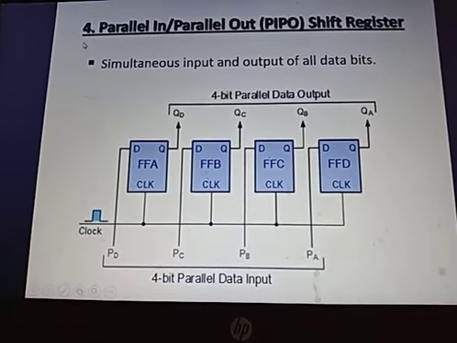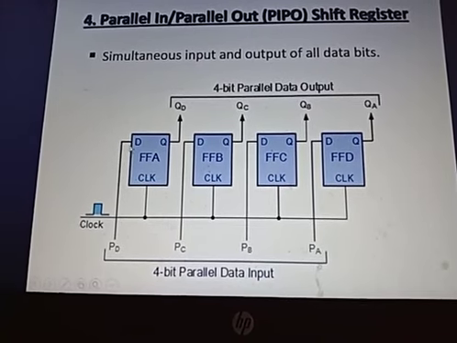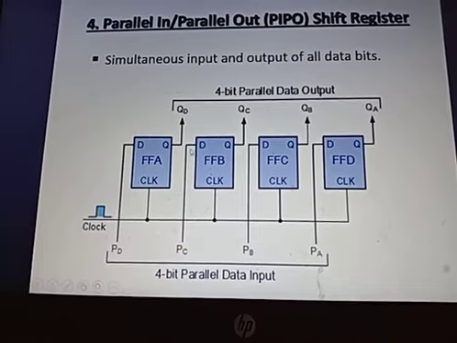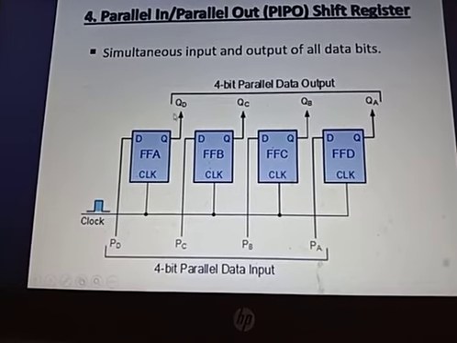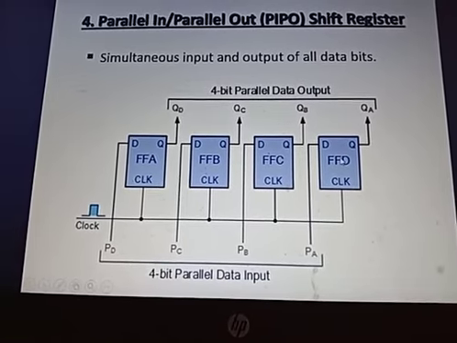The last one is the parallel in parallel out shift register, where the data is given in parallel. That means data is given separately to each flip-flop and data is taken out separately across each flip-flop. This is called parallel in and parallel out shift registers.